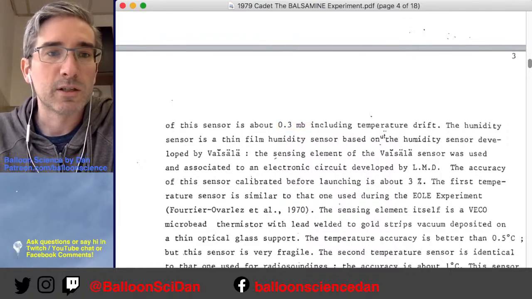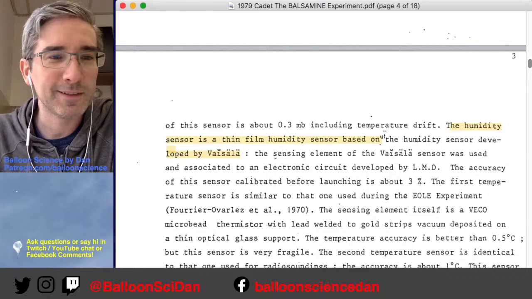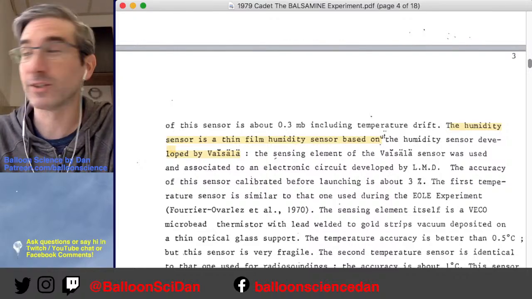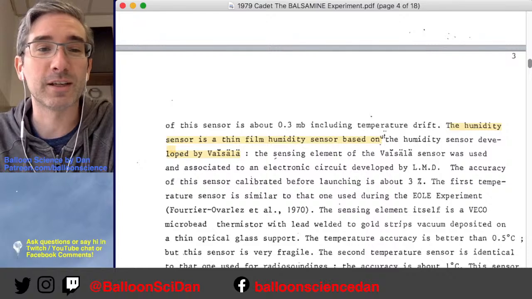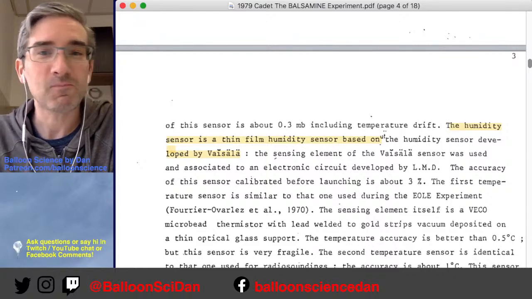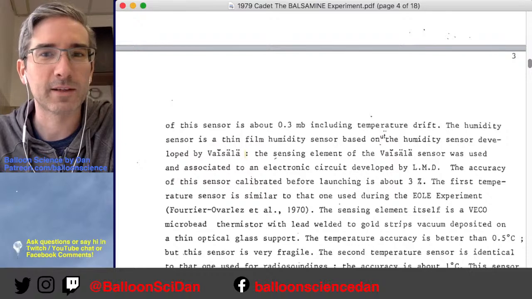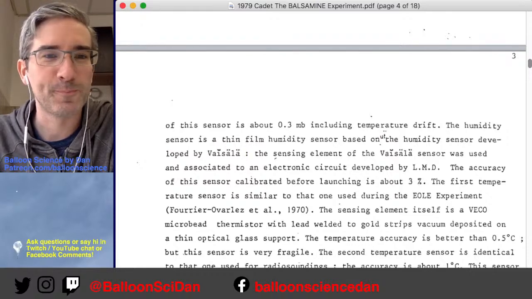The humidity sensor is a thin film humidity sensor based on the humidity sensor developed by Vaisala. Oh, they've got umlauts and things on the name Vaisala. The company still exists to make precision sensors like this in Finland, but it does not have all the little extra character accents, grave marks, or whatever they're called.